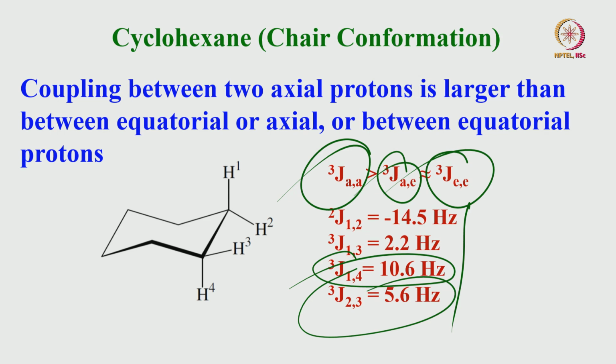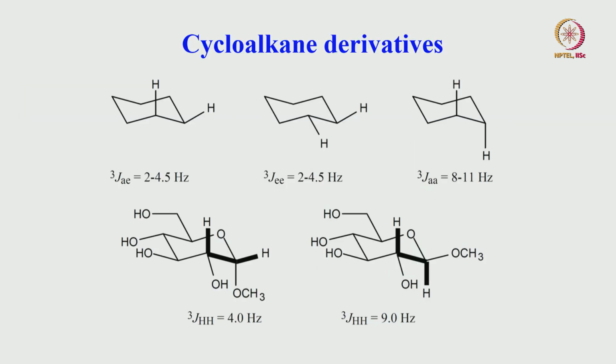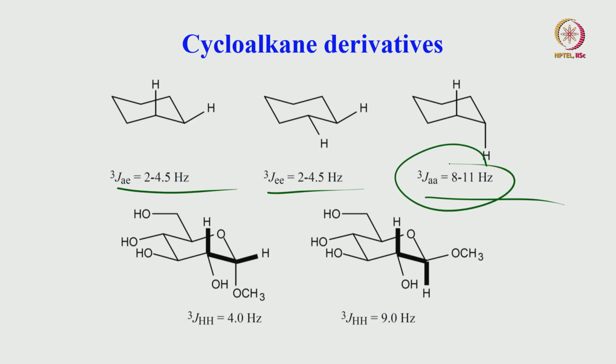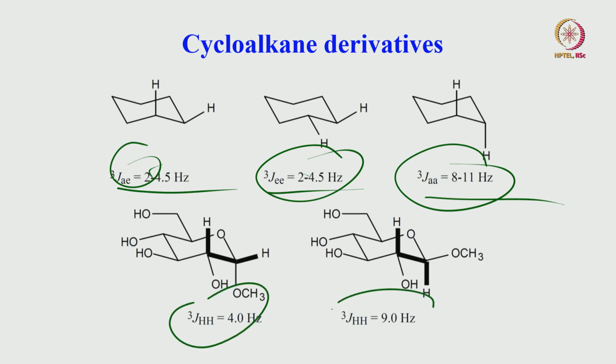Of course, in this type of cyclohexane, when you have a chair conformation, by and large this order is maintained. By and large, coupling between two protons which are axial to each other is larger than axial-equatorial, which is larger than equatorial protons. Go to cyclohexane alkane derivatives, coupling can be like this: axial-equatorial and axial. Again remember, axial is larger than axial-equatorial, and then it comes to this. But in this case both appear to be similar, but of course as I told you, these are all guidelines. In this case 3J HH is 4 hertz, in another 3J HH is 9 hertz.